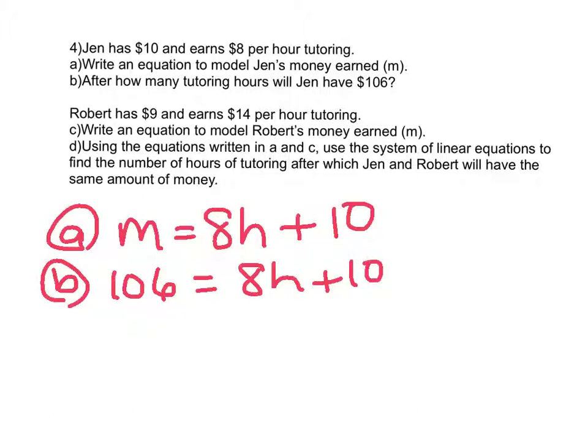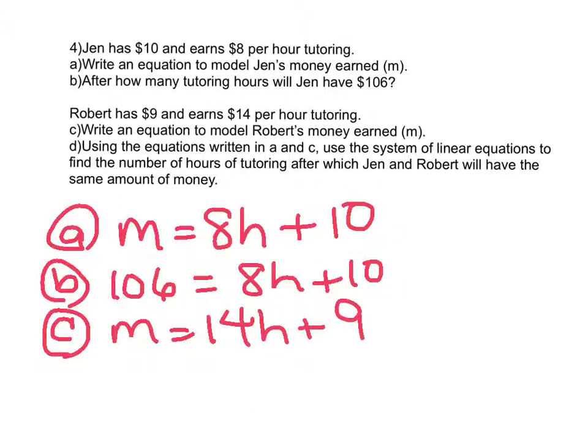So you go through and you solve for the variable for the hours. In part C, it's asking you to write an equation for Robert, and he earns $14 per hour and he has $9.